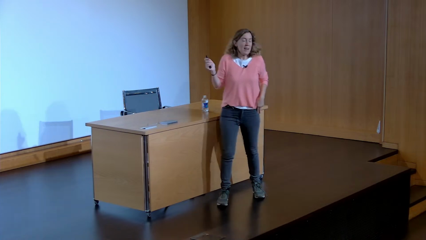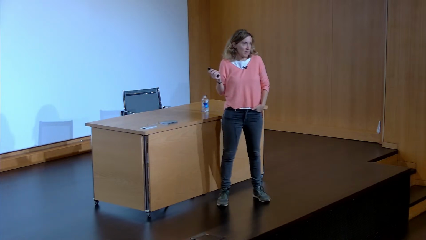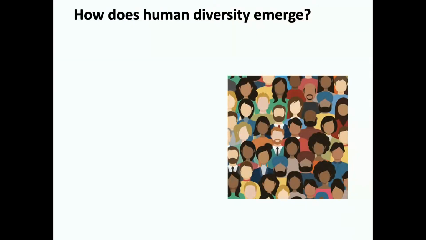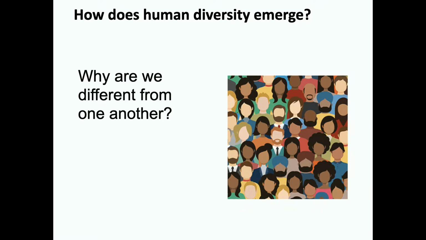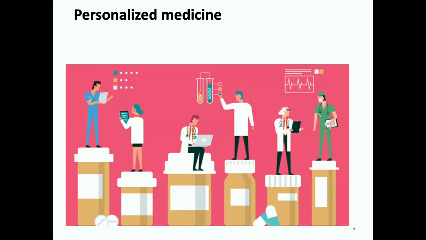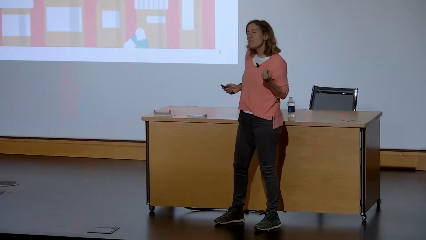All right. This is the question that we're trying to address in the lab. How does human diversity emerge? Some students that have come to the lab think that a lot of things are already known, but we don't know why we are different from one another, and what makes us unique. We don't know how this is happening. We have some idea.